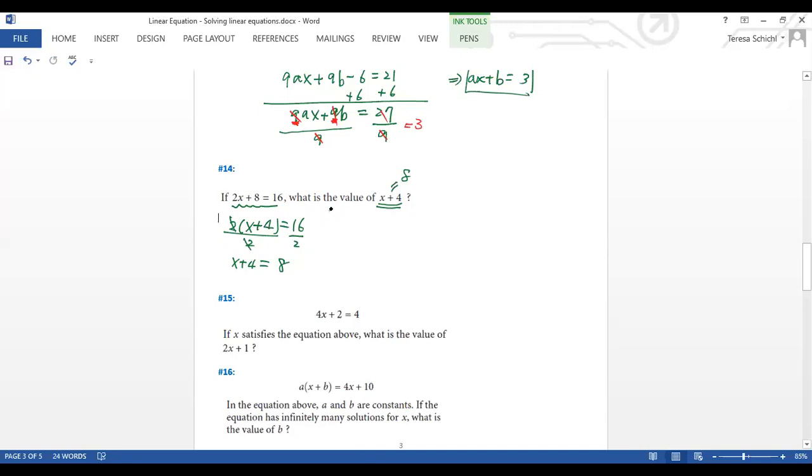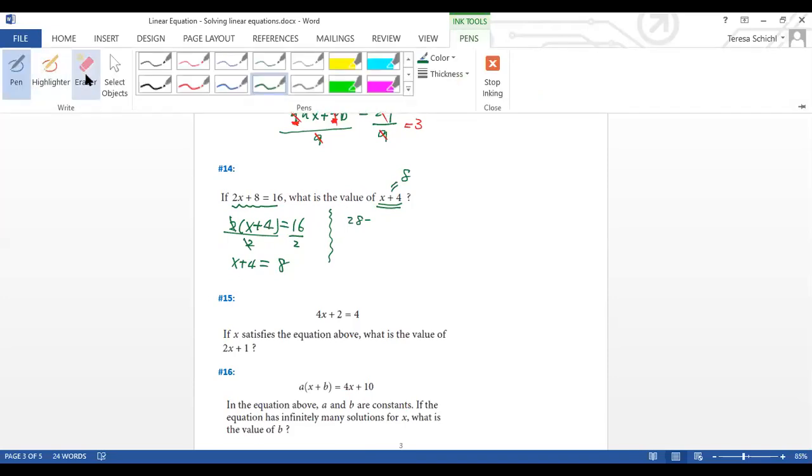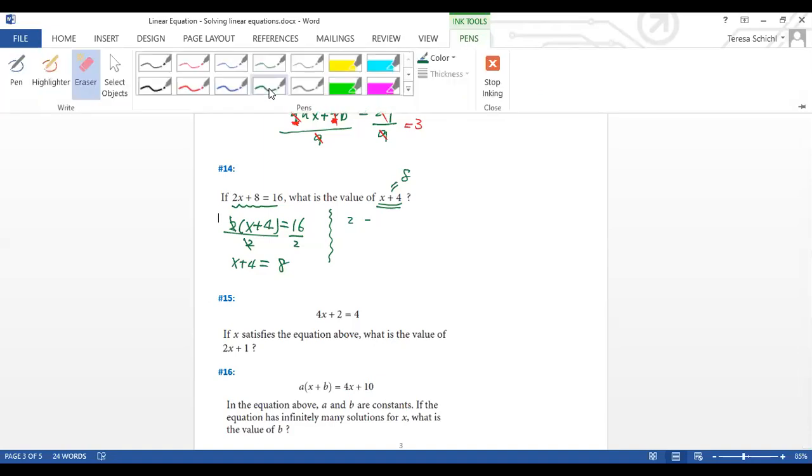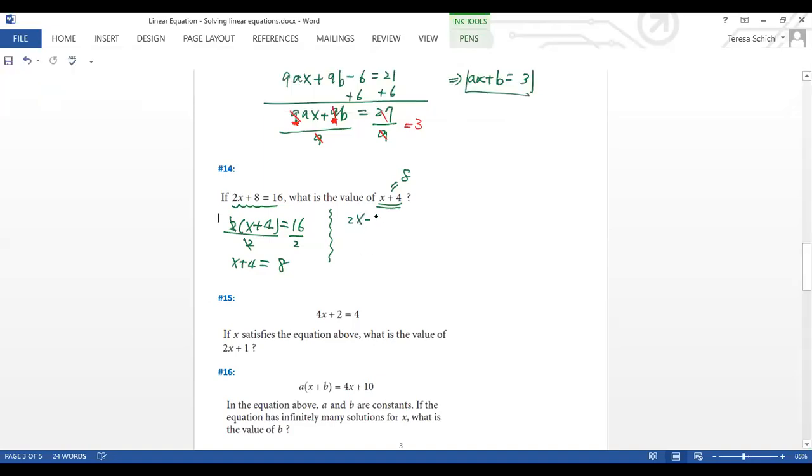Or, if you want to do it this way, of course you can. You can say 2x plus 8 equals 16.